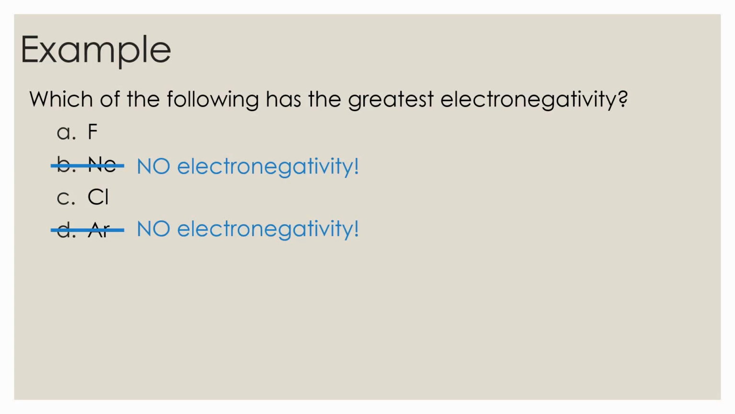So then looking at our remaining options, fluorine and chlorine are both in group 7. Fluorine only has 2 energy levels and chlorine has 3. The fewer energy levels you have, the closer those valence electrons are to the nucleus, and the more easily that nucleus is able to reach out, grab onto another electron, and steal it for itself. So fewer energy levels, greater attraction, greater electronegativity. Fluorine is the highest.